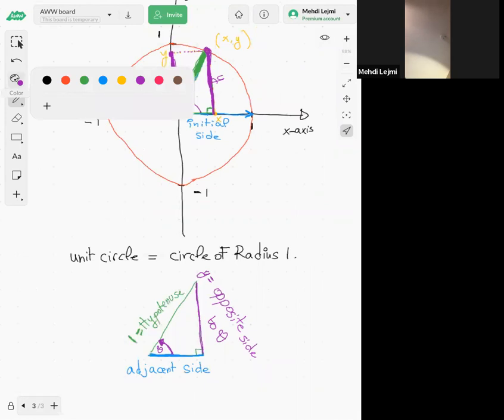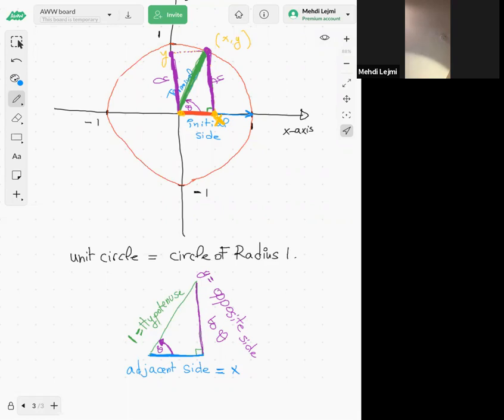Well, the adjacent side is this side here, right? This one here is the adjacent side to the angle theta. And you see here, guys, it's the length of the adjacent side. This is x. This point here is supposed to be x, right? So the length of this adjacent side is just equal to x. Okay, so the adjacent side is equal to x.